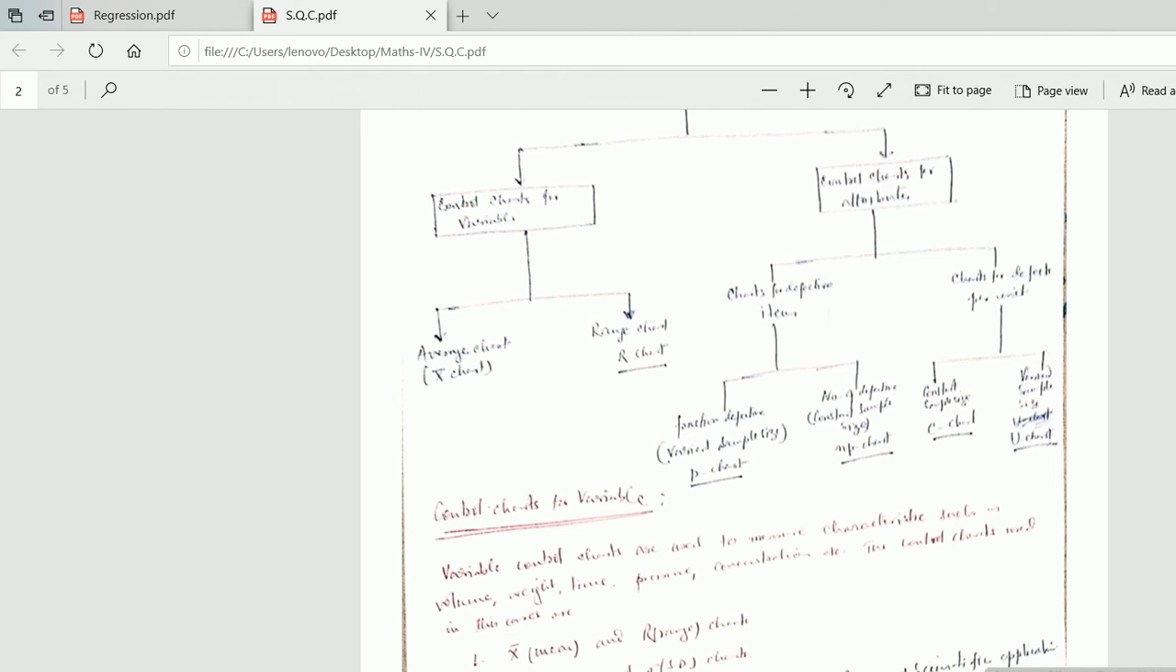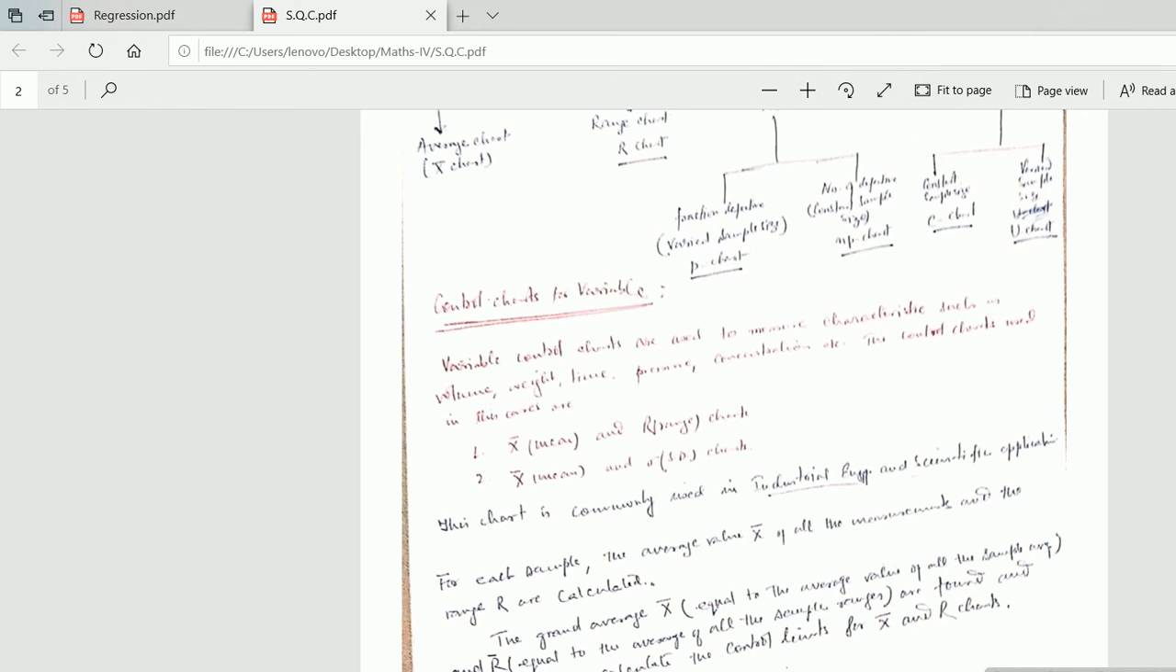The charts for defective items are again divided into two parts. The first one is fraction defective, with varied sample size, which is calculated by the P chart. The second part is number of defectives, with constant sample size, which is calculated by the NP chart. The charts for defects per unit are again divided into two parts. The first one is constant sample size, calculated by the C chart, and the other is varied sample size, calculated by the U chart.